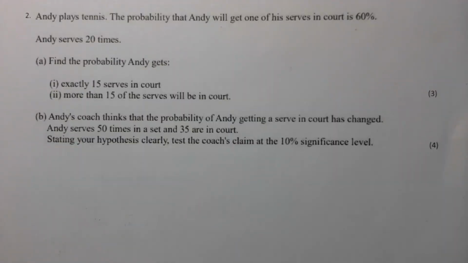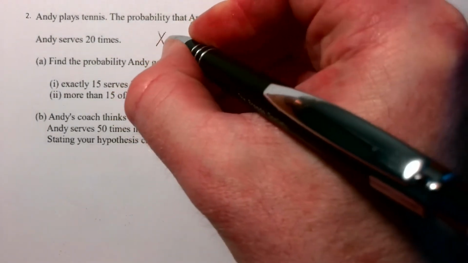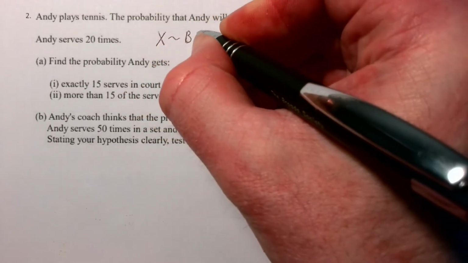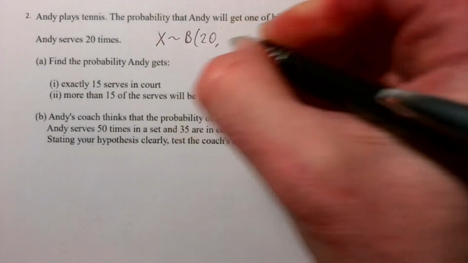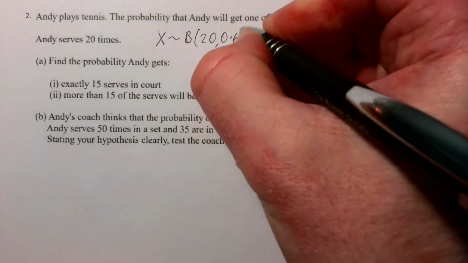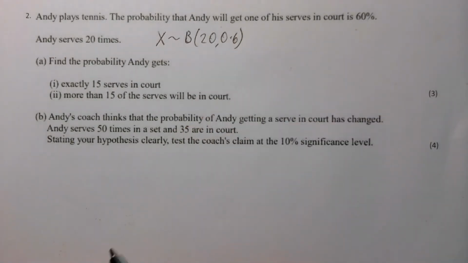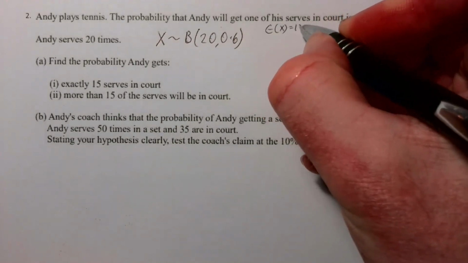Okay, so this is something where we're going to be able to use a binomial because we've got two things that can happen. Either he gets it in or not, and we've got a set number of times that it can happen. So we can say that it can be represented by binomial distribution. We've got 20 times it's happening, and the chance of success is 0.6. Now, because 20 times 0.6 is 12, our expected mean would be 12.